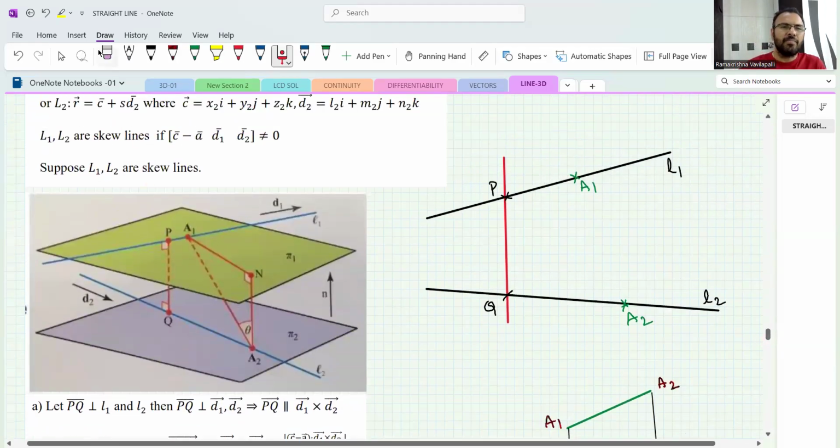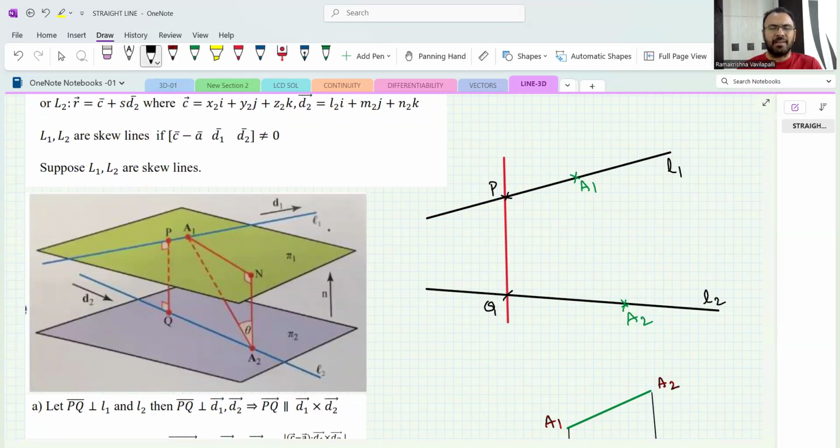Well, now how to measure the shortest distance between the skew lines? See, here is the diagram. Line 1 is parallel to d1 bar. Line 2 is parallel to d2 bar vector. Whatever experiment we do on lines, we do on their direction ratios vectors. Line 1 passes through the point A1, line 2 passes through the point A2. So A1 is nothing but a bar, and A2 is nothing but the c bar vector.